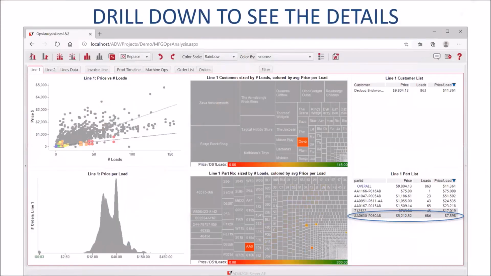And what lights up is it says Dubuque Brickworks, and it's got a set of parts. This AA whatever 0630, which is highlighted here in the list, is big and red. There's actually 686 loads have gone through it, at $760 a load, which is way below my median of 35 to 40 bucks, which I'm targeting. And it had some other parts that went through over here. You can see the little ones, and they're showing up here.